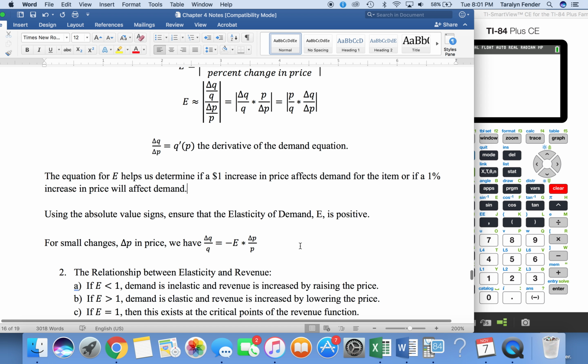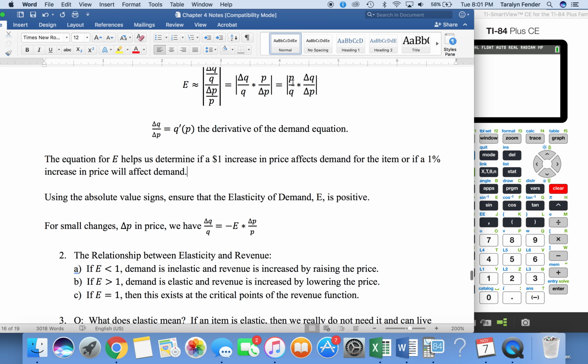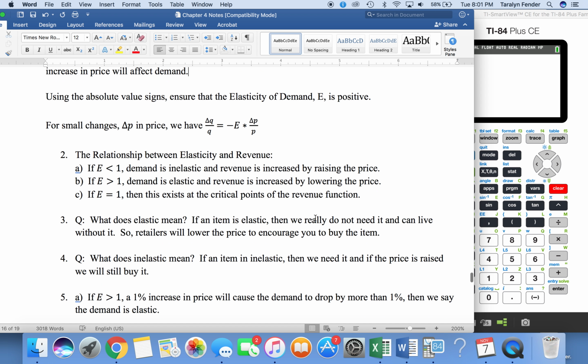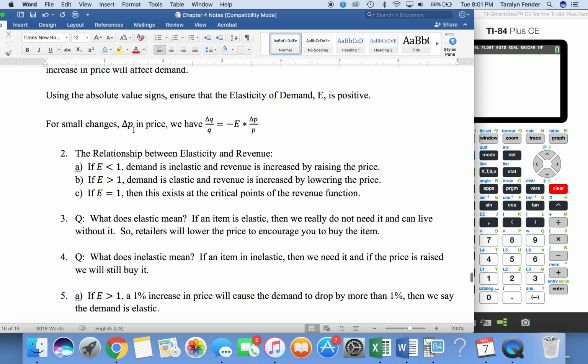So we use absolute value signs around the elasticity of demand equation, so E will always be positive. For small changes in price, we have the change in Q over Q is equal to negative E times the change in price over P. The relationship between elasticity and revenue.